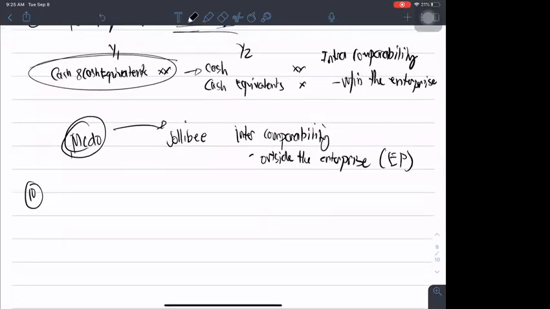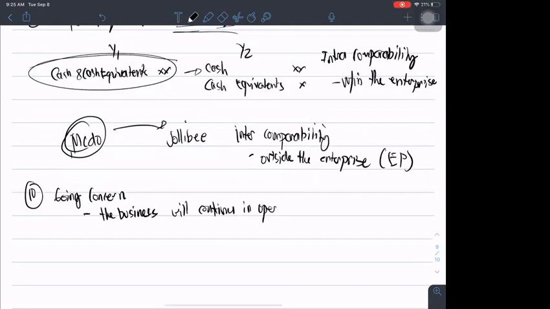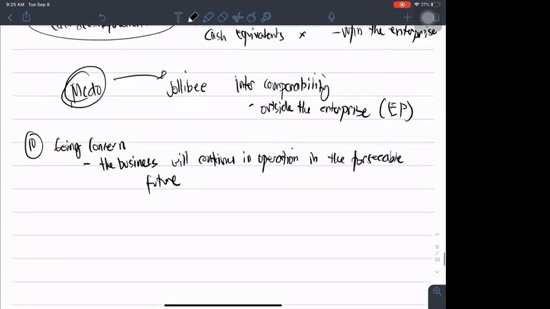Number 10, we also have your going concern. So when we say going concern, the business will operate in the near future, or the business will continue in operation. Okay. The business will continue in operation in the foreseeable future.